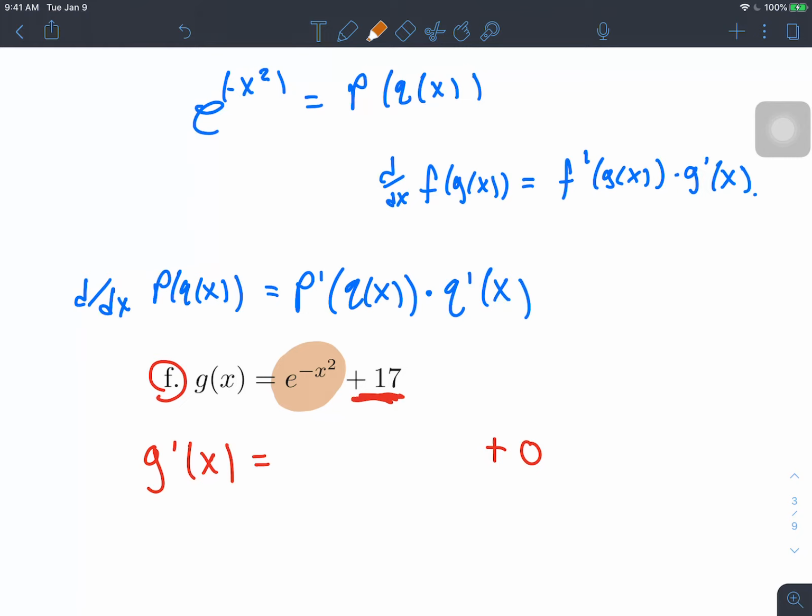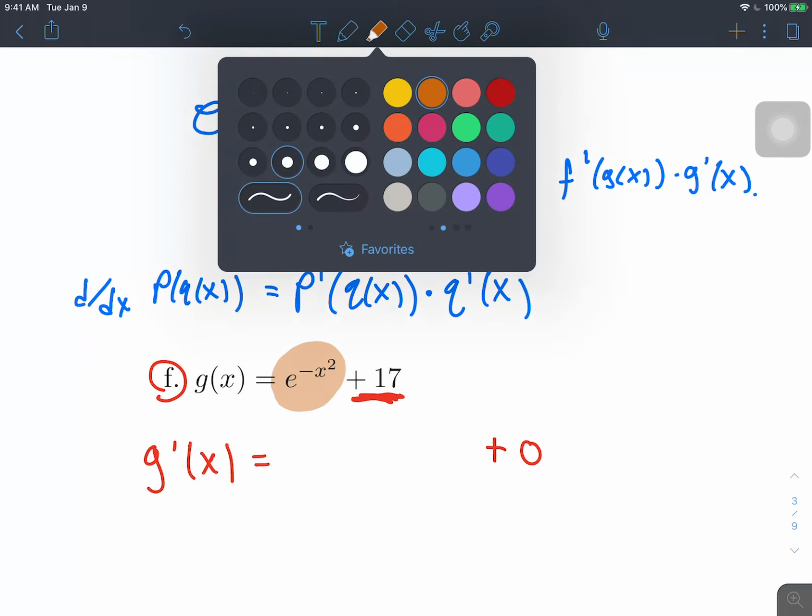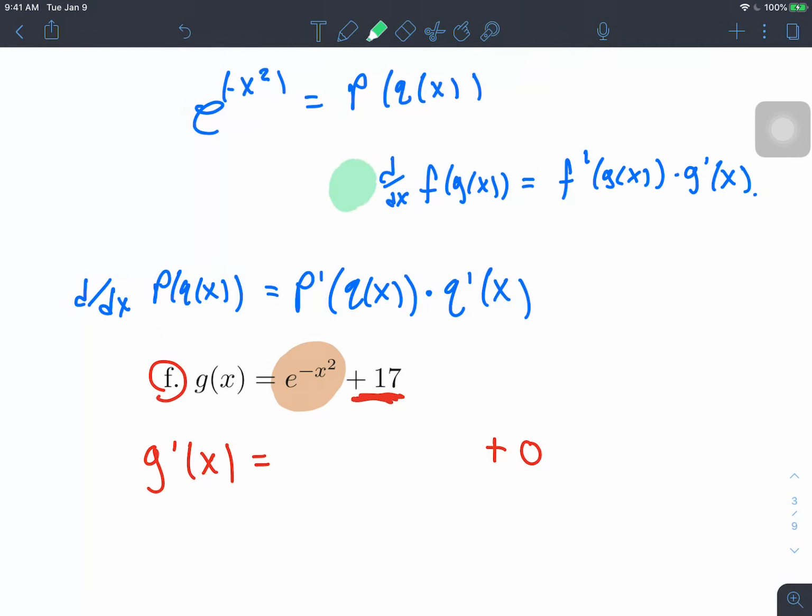Do you guys see the relationship between these two equations that I put green dots next to? Do they look similar? Okay. It's just a difference of what I'm calling the function. Okay?